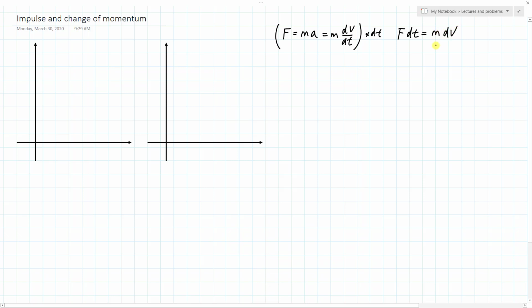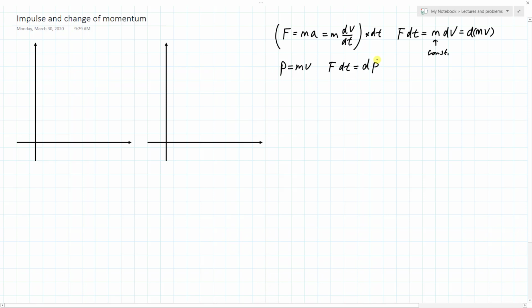And if we assume m is a constant, we can put it back inside of the differentiation to make it d(mv). The mv is momentum, so momentum is mv. So this equation looks like F dt equals dp.